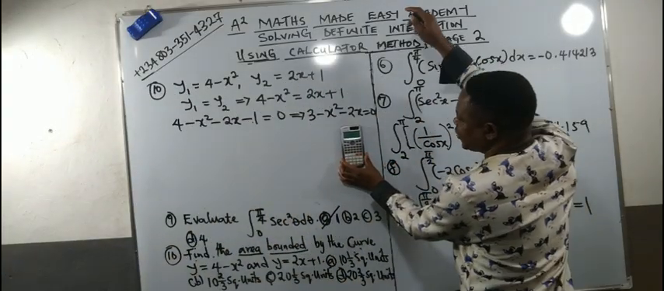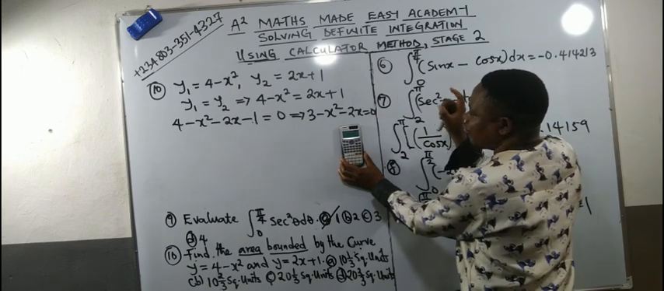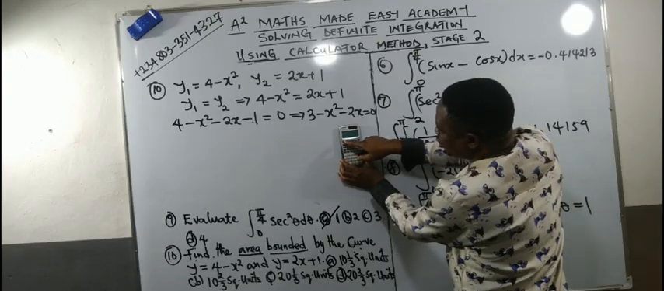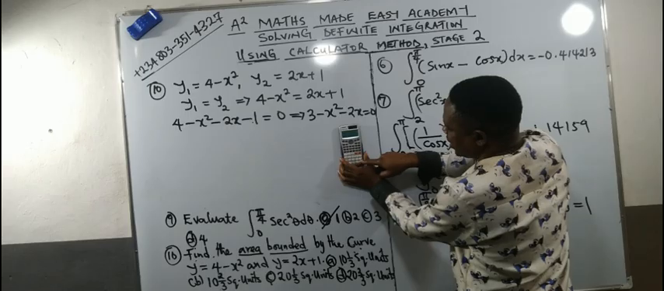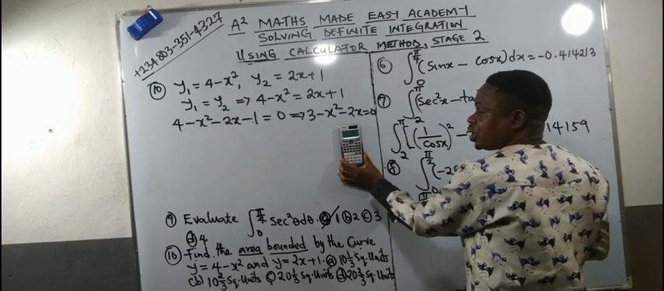So how do we do it? Watch. First of all, clear the function key because we want to generate the value of the upper limit and lower limit. How do we clear it? Watch. I'll punch what? Shift. First of all, 9, 3, equal to what? AC.